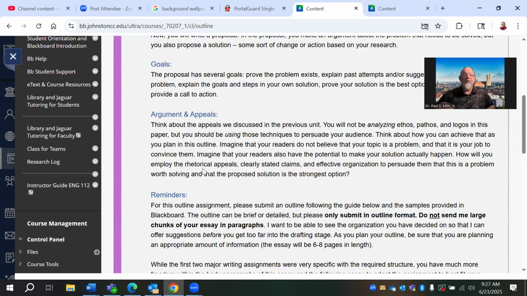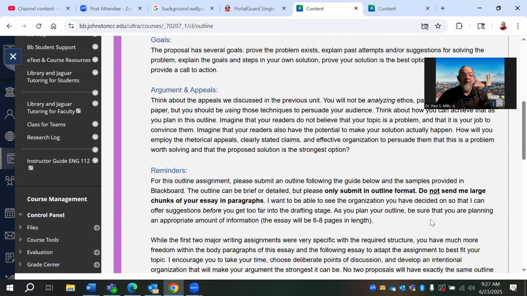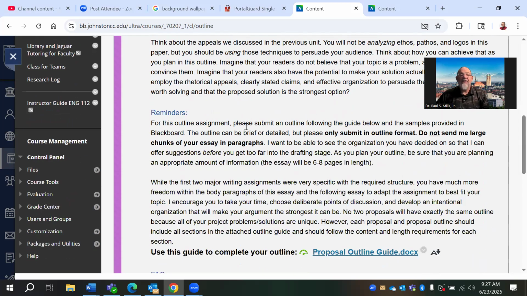How will you employ the rhetorical appeals, clearly stated claims, and effective organization to persuade them that this is a problem worth solving and the proposed solution is the strongest option? For the outline assignment, please submit an outline following the guide below and the samples provided in Blackboard.